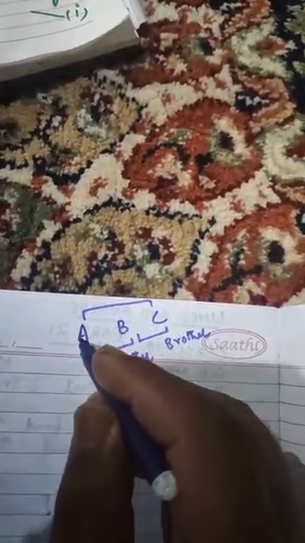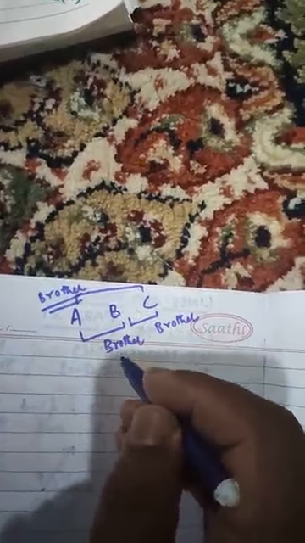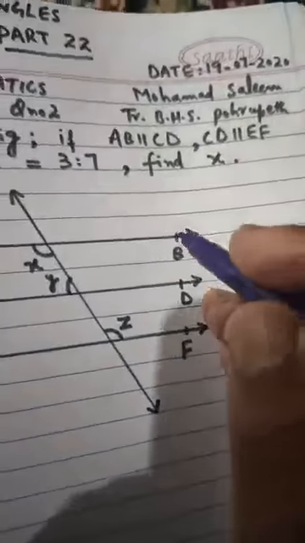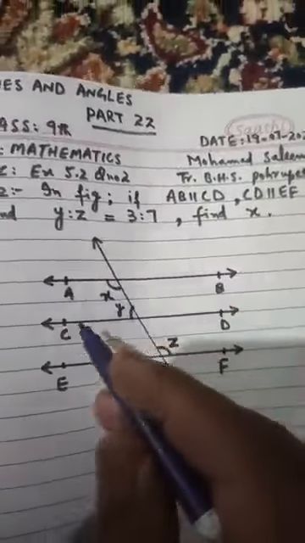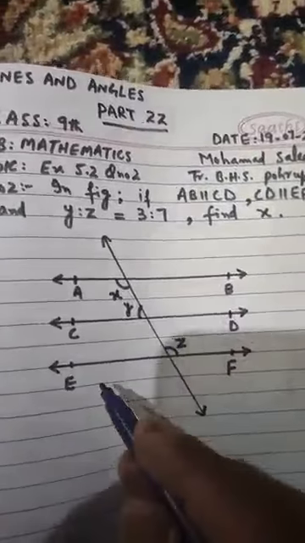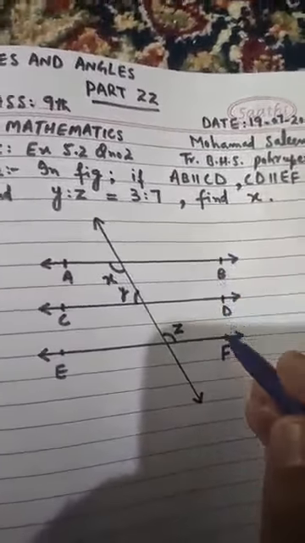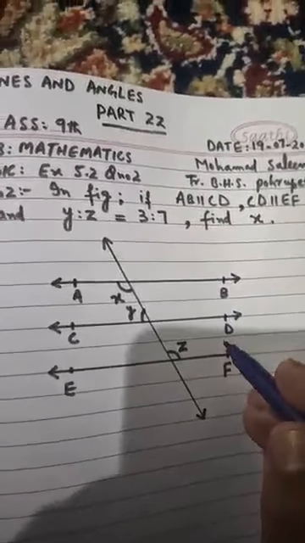A is brother to B, B is brother to C. And what is the relation between A and C? These two are also brothers. They have a relation of brothership. Can we say that all these three are brothers to each other? Yes, definitely. Similar is the case with these three lines. AB is parallel to CD, CD is parallel to EF. That means all the three lines are parallel to each other.